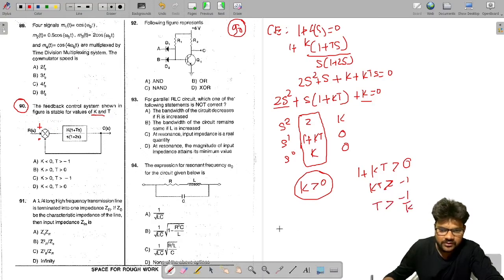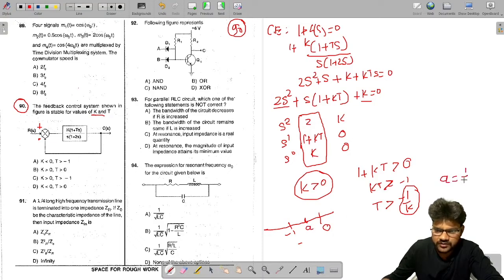Since k is positive, T has to be greater than minus 1 by k. So let us say this is 0, this is minus 1, and k is any positive number. If you divide 1 by any positive number, then this 1 by k will be between 1 and 0. So somewhere here it will come. Let's call it a equals 1 by k. If T is greater than minus a, if T is greater than this number, then T has to be here. If T is greater than minus a, then automatically T will also be greater than minus 1.